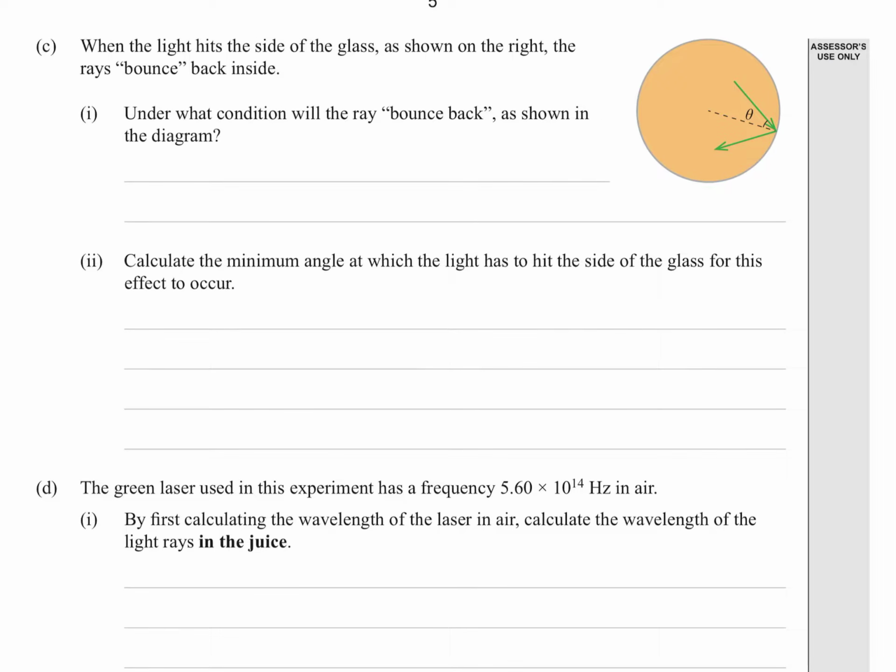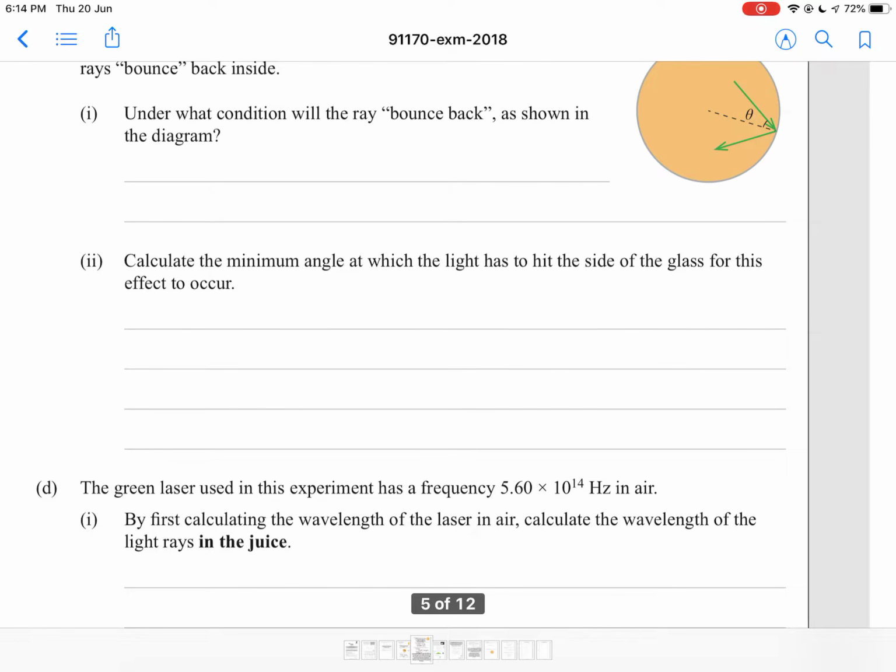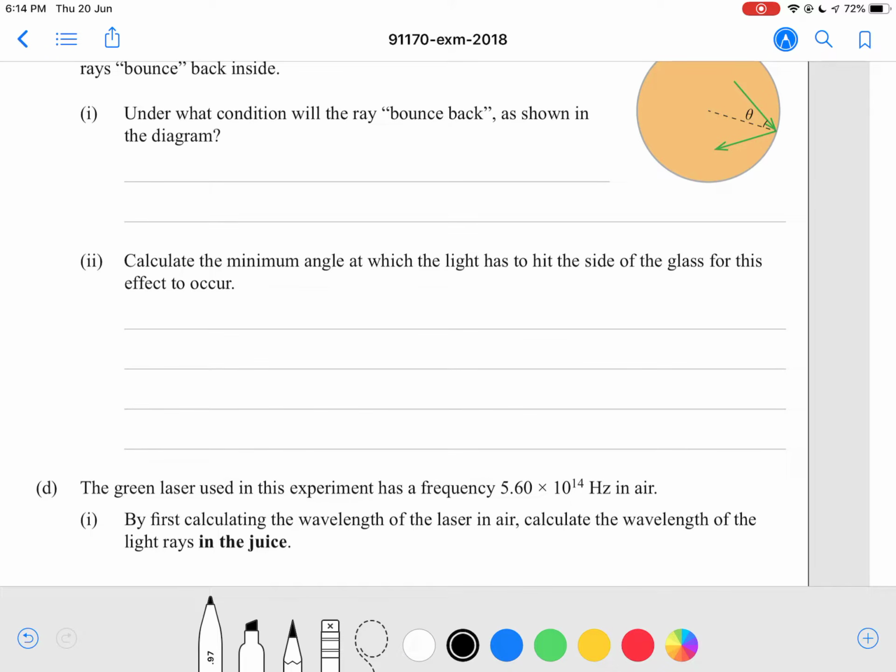When the light hits the side of the glass as shown to the right, the ray bounces back inside. Under what condition will the ray bounce back as shown in the diagram? As you can see, our incident ray is going through the orange juice, hitting the barrier between the orange juice and air, and it reflects back into the orange juice. This is called total internal reflection, which means that the ray bends so much that it bends right back into the orange juice. We know that this only happens when the angle of incidence is greater than our critical angle.